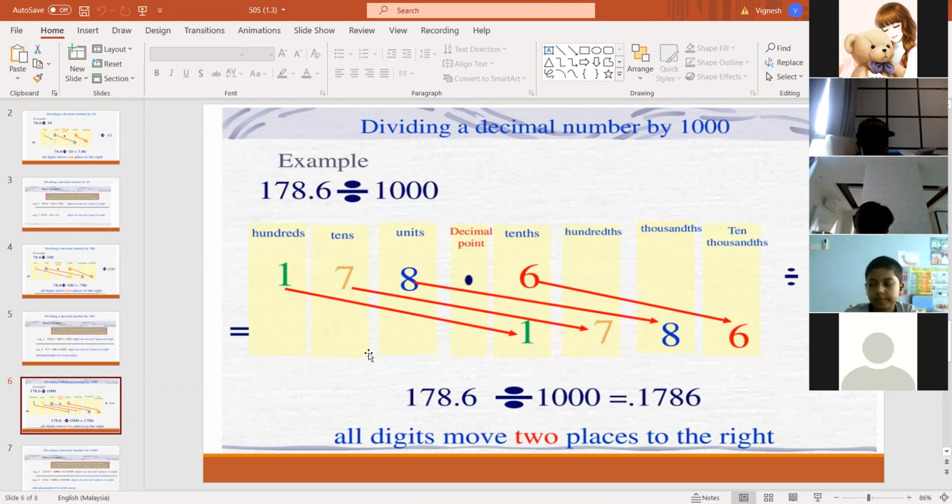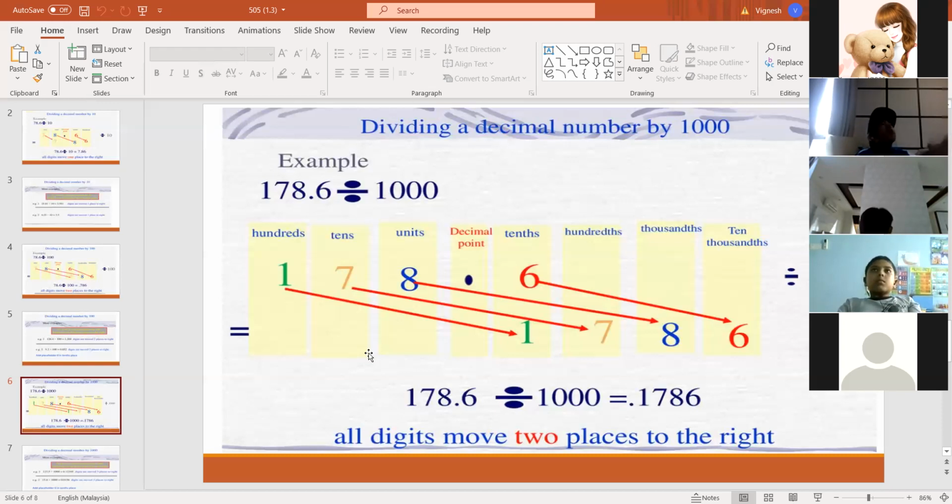Can you hear me? Yes, teacher. Okay, for the 1000, how many decimal places do you need to move? If you can hear me, it means you can all answer the question. 3 decimal places. 3 decimal places to the left.